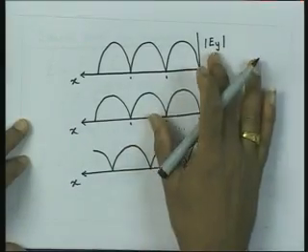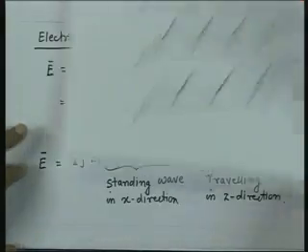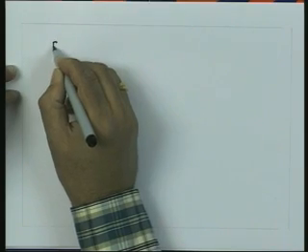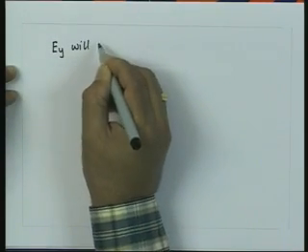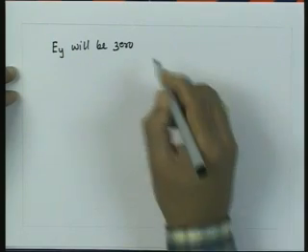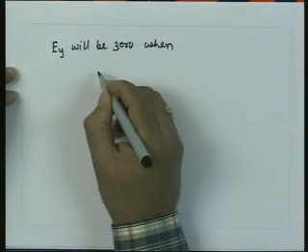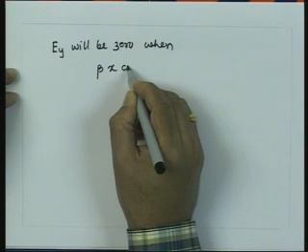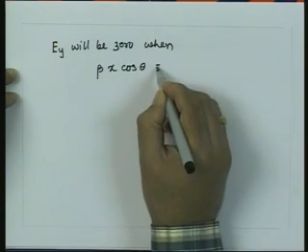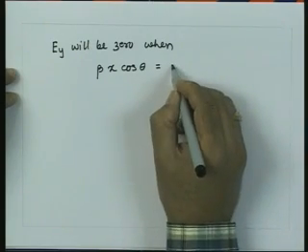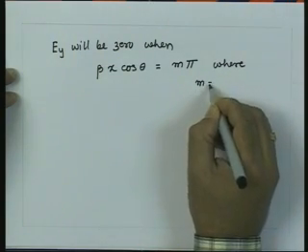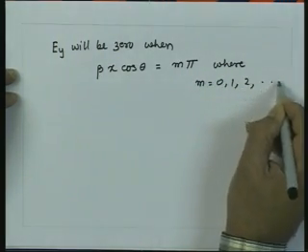So, this electric field will become 0 for those values of x for which beta x cos theta will be multiples of pi. So, we say that E y will be 0 when beta x cos theta is equal to multiples of pi. Let us say this is m pi, where m is an integer, it could be 0, 1, 2, 3, and so on.